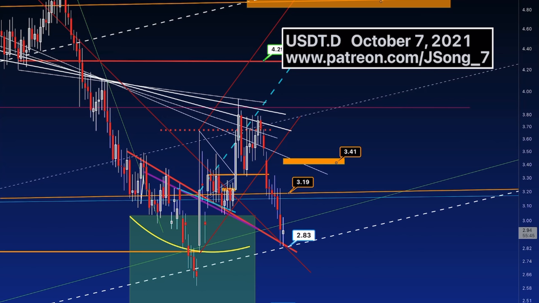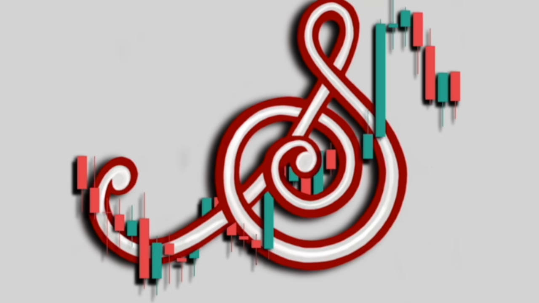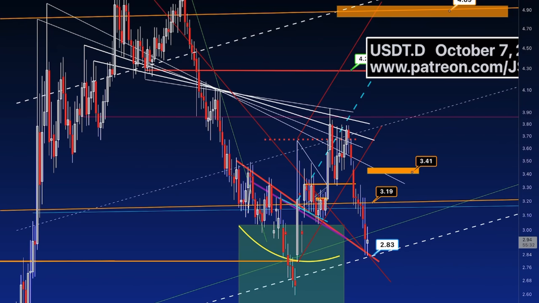I'm J-Song. We're going to be going over USDT.D and what's been happening in the markets. In a previous analysis, I went over the star map that I have drawn and created for USDT.D. I explained how we were going to be having some troubles in these areas and we should be looking for a bull run to start in the markets.